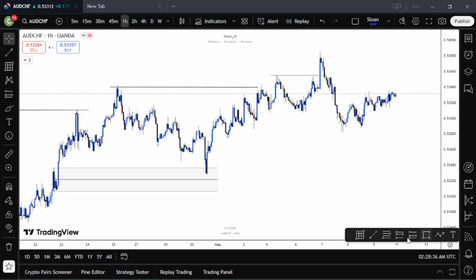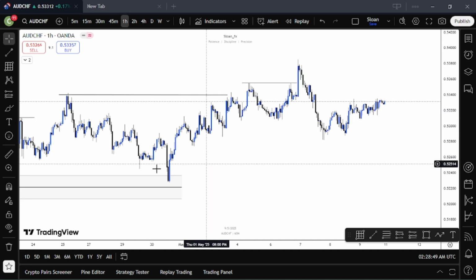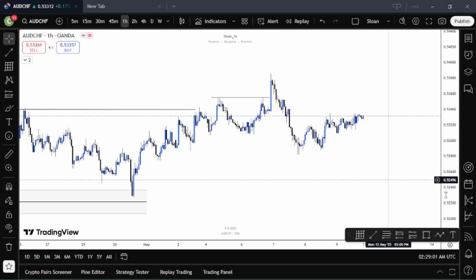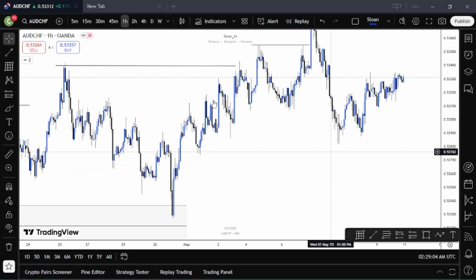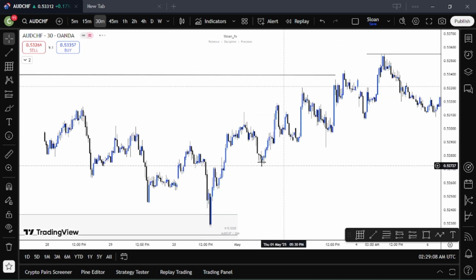Also from this particular area, this whole zone, there are a lot of entries you can take. Maybe for scout traders, you can enter from here, having understood that on a higher time frame, maybe the 1-hour, it's an uptrend, a bullish market. Then they can scroll down to a much lower time frame, getting their entries little by little from this particular move. Let's scroll down to the 30-minute time frame and then discuss what I just said.